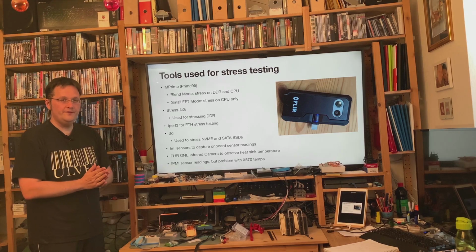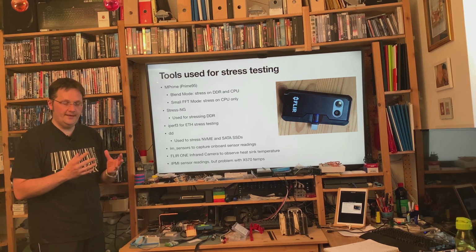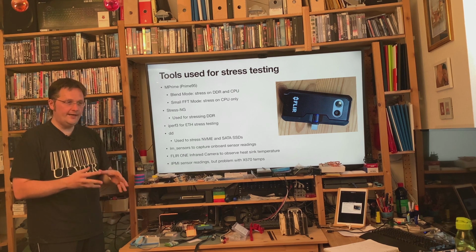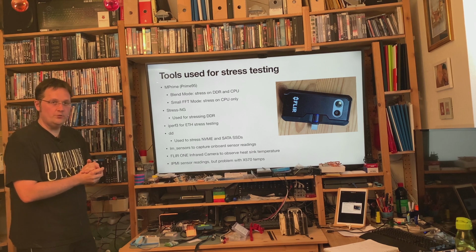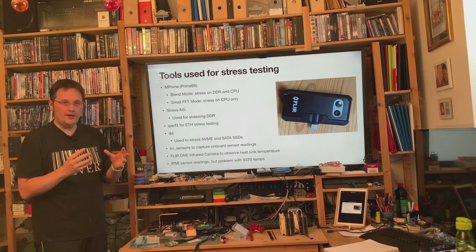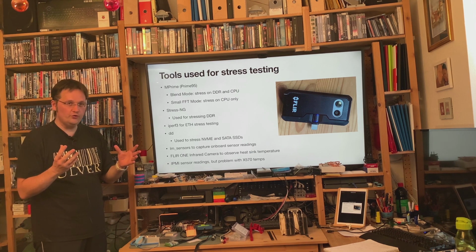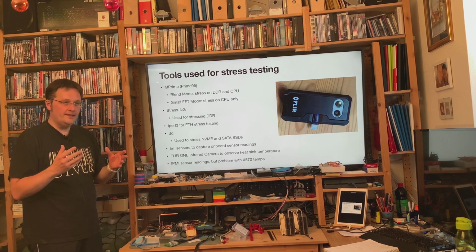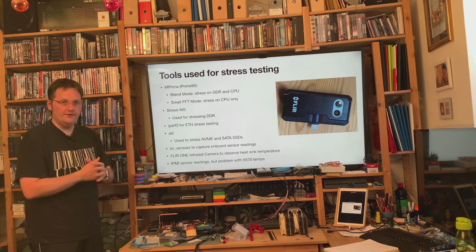and power. We will now be stress testing the electronics and keep track of the power consumption and look at the thermals of all the electronic components. For this purpose, we are using the following set of tools. There is mprime. If you are a Windows user, you might know the tool Prime95. mprime is the same thing, just compiled for Linux.